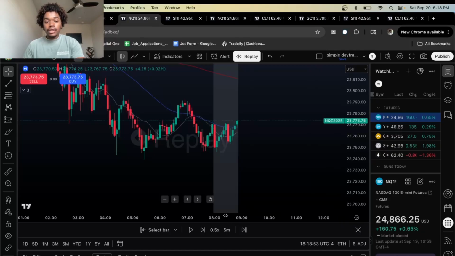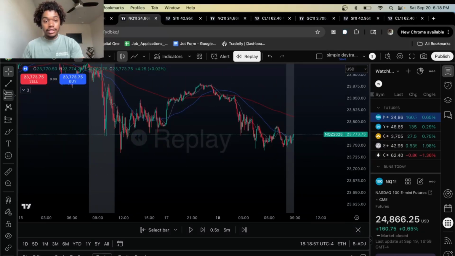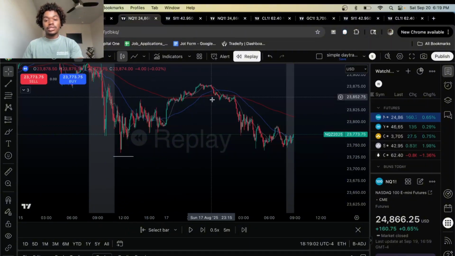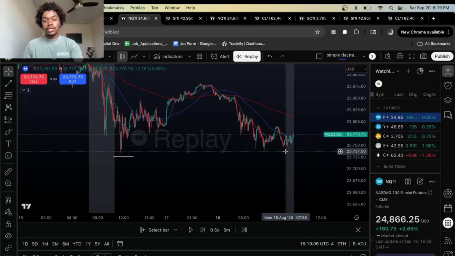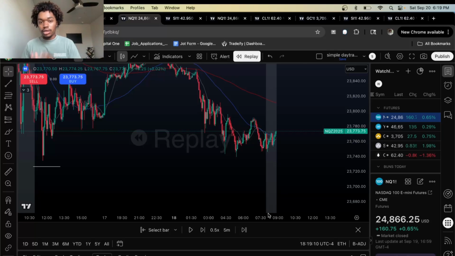But in this case, if it wants to keep going down into my session, I need to see this break. You need to see this break because now we're just kind of hovering around this area. Like we haven't broke this area. You know what I'm saying? And that's why it's still in some indecision. Like it's not showing where it wants to go.